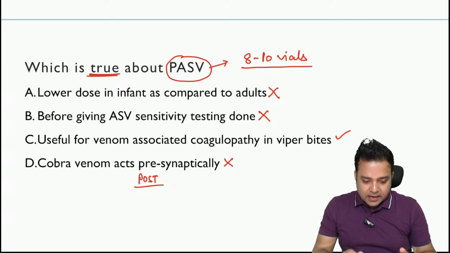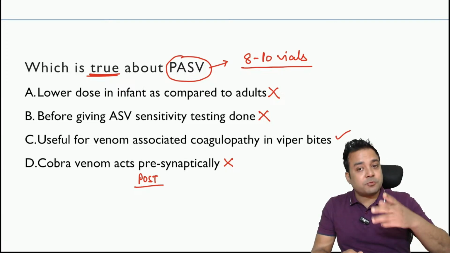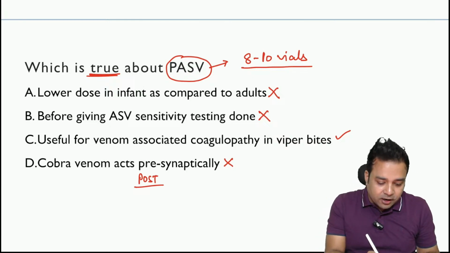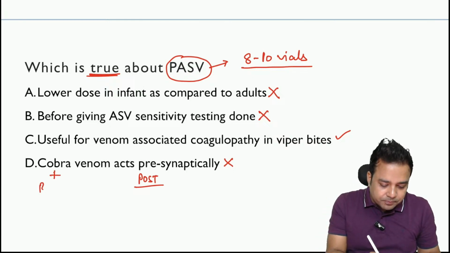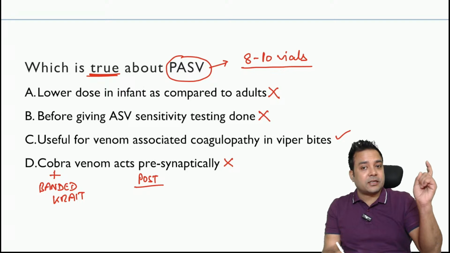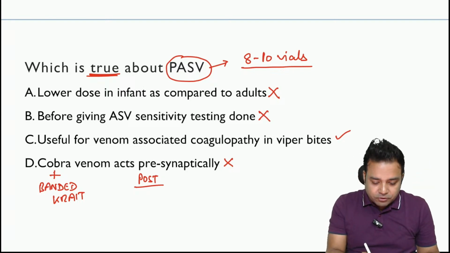Okay. Then cobra venom acts over the postsynaptic receptor area along with banded krait venom. So these two venoms act over the postsynaptic receptor area. Which venom acts over the presynaptic receptor area? We know, common krait. Common krait venom acts over the presynaptic area.